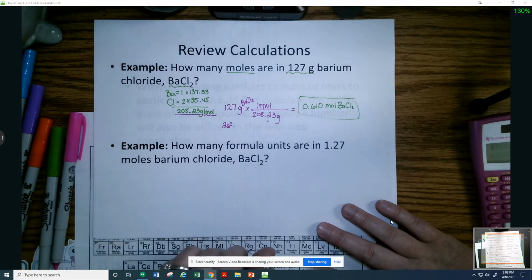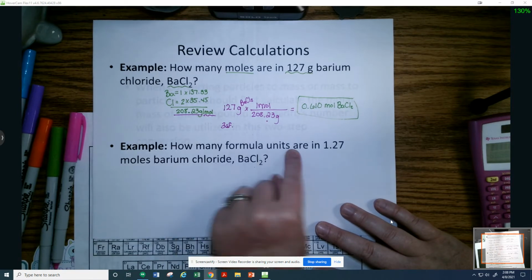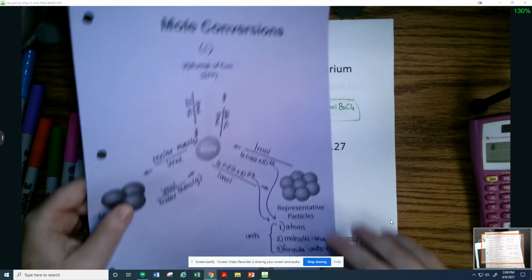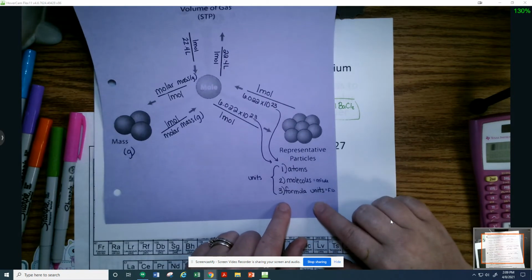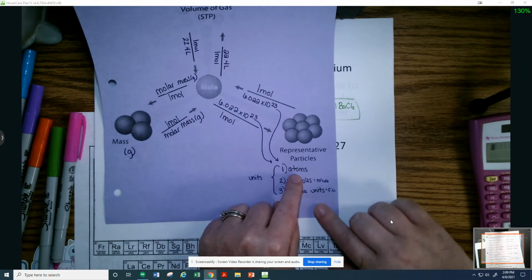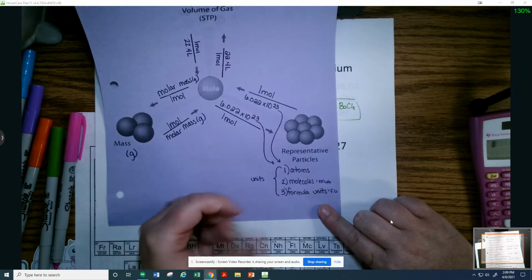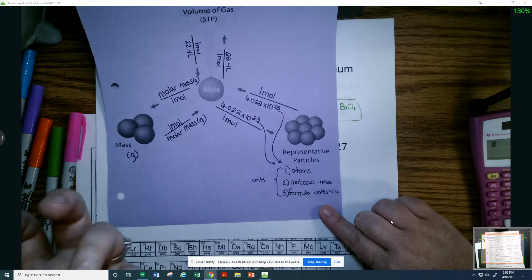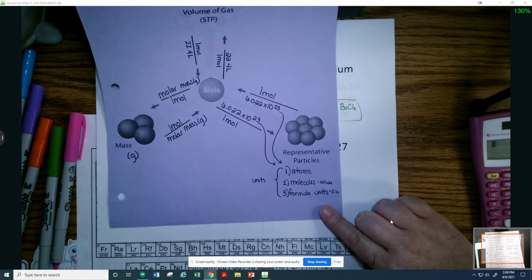So in the second example, it asks how many formula units. So this is something we haven't seen yet, because we didn't work with compounds yesterday. Looking at your mole map, and you may want to jot this down, there are 3 units that we use to include in a representative particle. So atoms, we use that for anything that is an element. So calcium, lithium, fluorine, sulfur. Molecules are anything that is a Hoffenkleiber or something held together with covalent bonds.